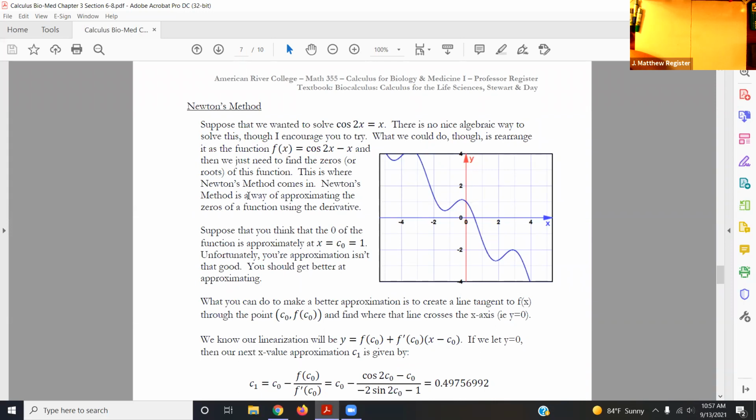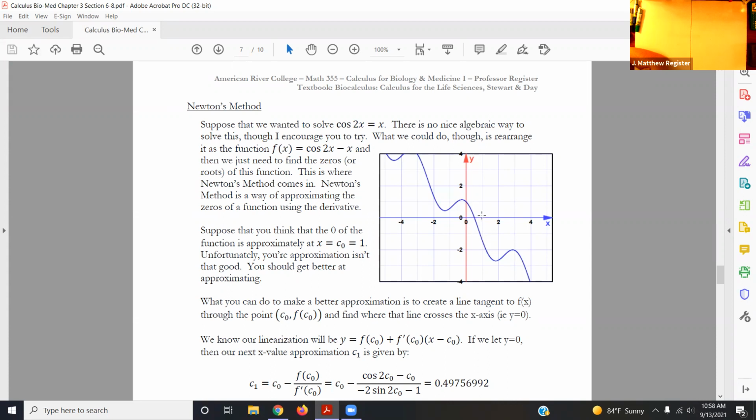But there is this thing called Newton's method. And as you can guess, it was made by Newton 500 plus years ago or so. Newton's method is a way of approximating the zeros of a function using the derivative. The way you do it is you start with some initial guess, some approximation for what you think the solution is going to be. And so in this case, I said, let's make a guess of 1. Clearly, based on the graph, that's a terrible guess because 1 is way out here, and so not a very good guess for where it's crossing.